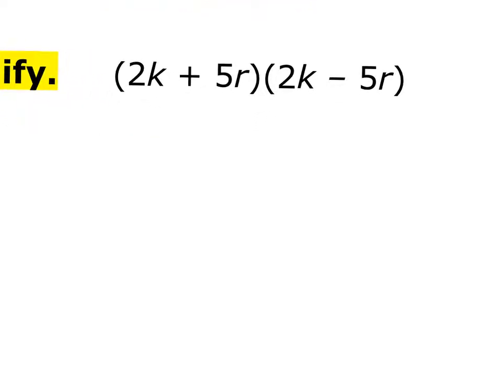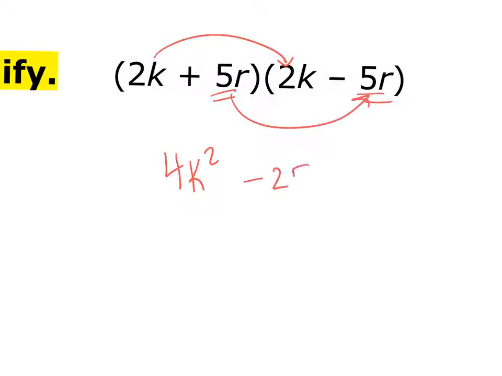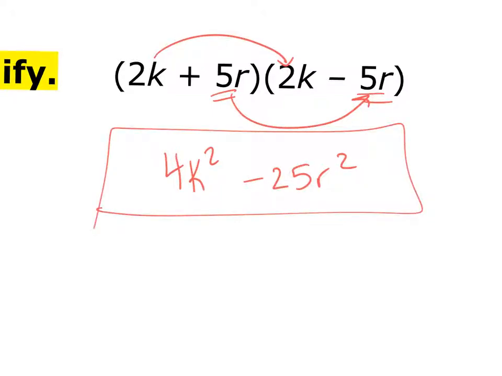This one is also a special case, once more. Difference of perfect squares means you're going to cancel out your outers and inners. So you could just go straight to first times first, which is 4k squared, and last times last, which is negative 25r squared. Now, if you didn't recognize this as a difference of perfect squares because you were nervous in the middle of the test, and you did first times first, outer, inner, last, your middle term would cancel out anyway, and you would still get this answer.